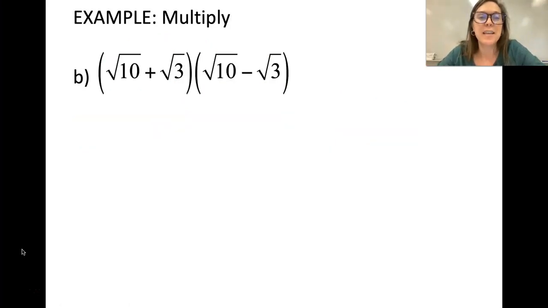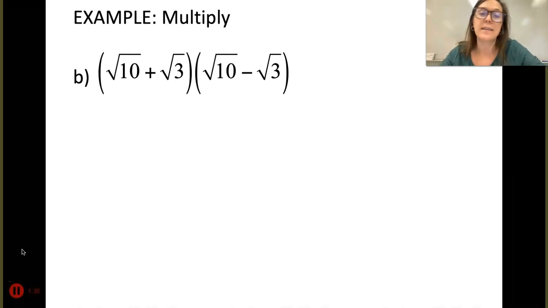All right, next example, we have the square root of 10 plus the square root of 3 times the square root of 10 minus the square root of 3. Now you should recognize this as a difference of squares, right? If you remember back to your difference of squares, your middle terms will cancel out. But in case you don't remember that, let's go ahead and multiply through.